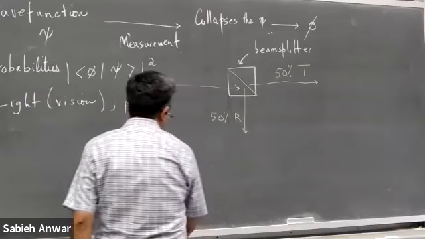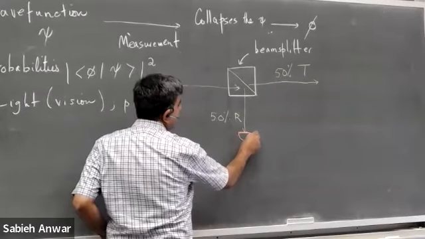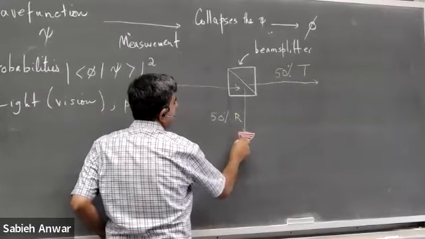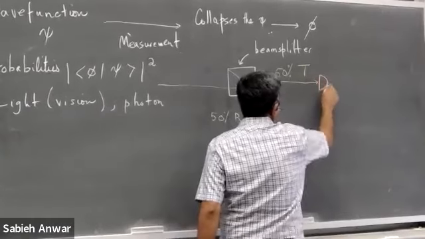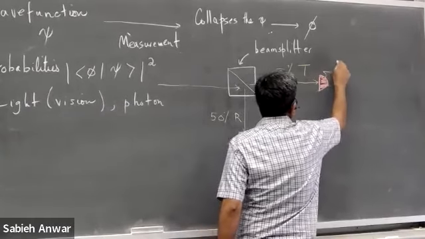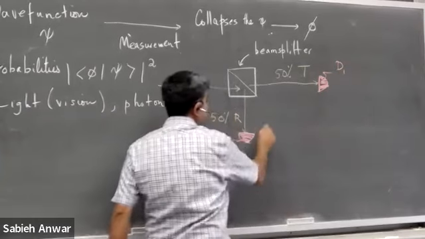Now what I do is I place some kind of detector here and some detector here, identical. Both of them are identical detectors. Let's call this D1. Let's call this D2.